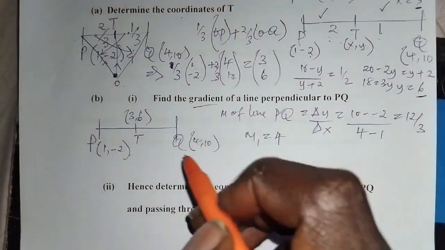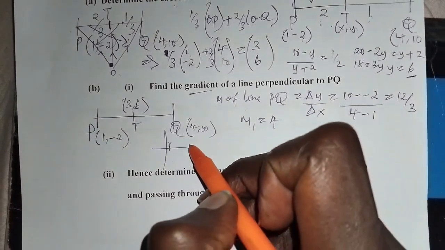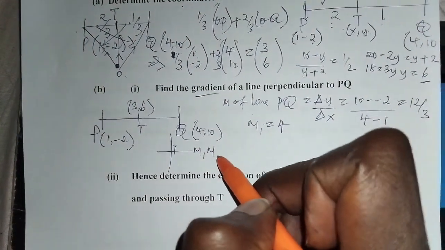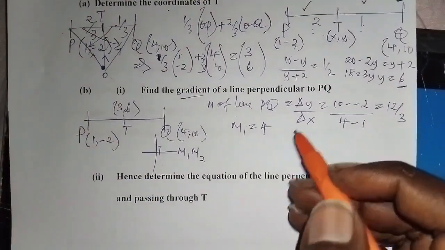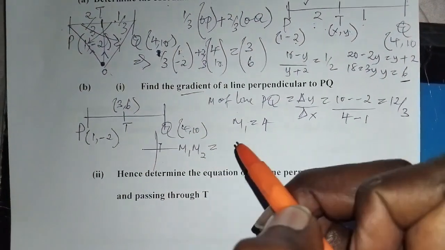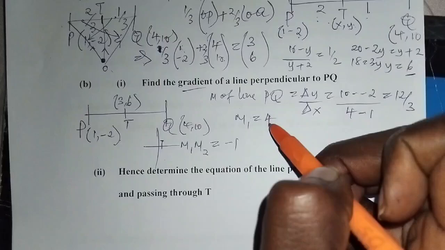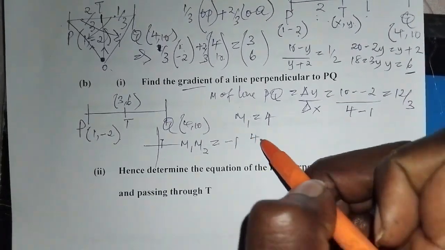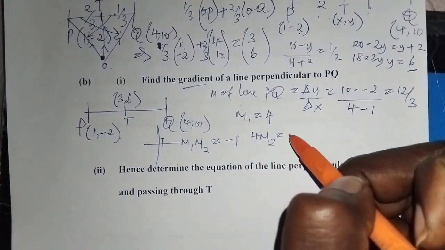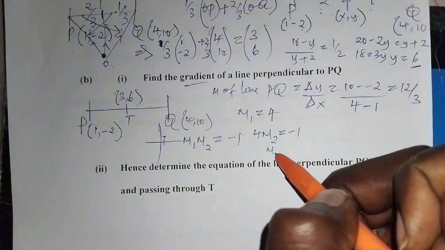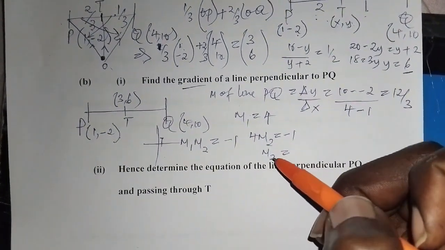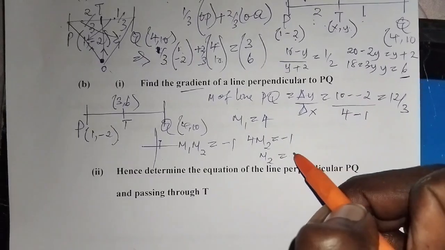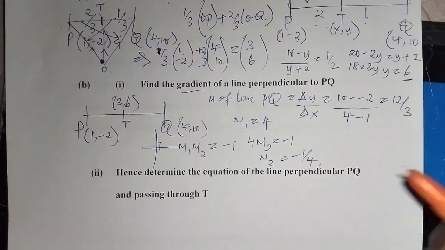So for perpendicular lines, if you multiply the gradients of those two lines, the perpendicular lines, it will give you negative 1, and our M1 is 4. So you have 4 times M2, which will give you negative 1. It means the gradient of line 2, which is perpendicular to line 1, will be negative 1 over 4.